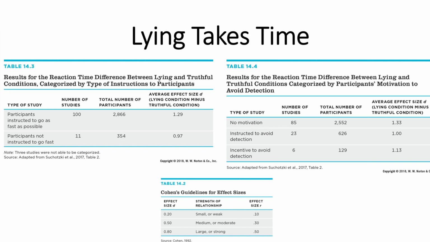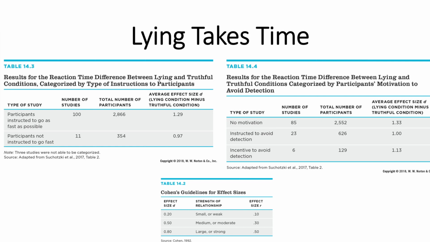So in order to tell a lie, you have to think hard about what lie you're going to tell, you have to make up that information, and you need to keep your story straight. You need to make sure that you're not contradicting yourself. And so all of this is taking up mental processing power.